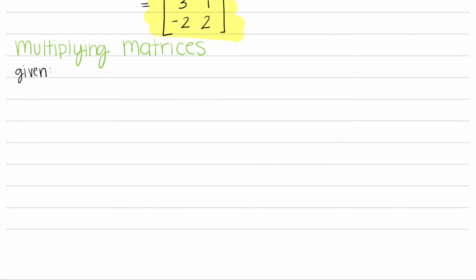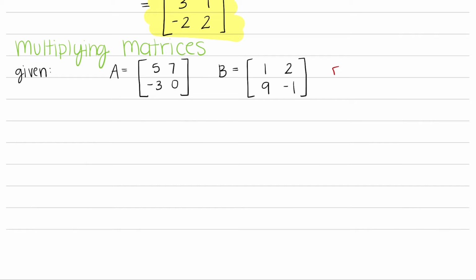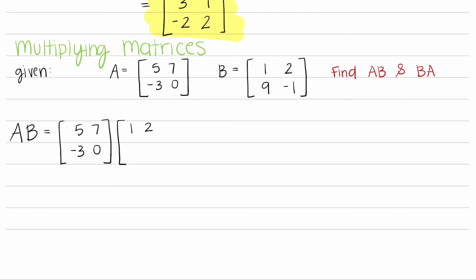We are given that matrix A is [5, 7; -3, 0], and matrix B is [1, 2; 9, -1]. Let's find A times B and B times A. To multiply A times B, you would start by multiplying that first row in the first matrix by the first column in the second matrix. You would do this by multiplying the first terms plus multiplying the second terms.